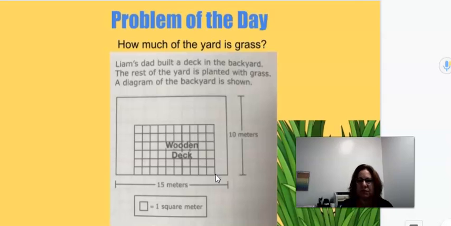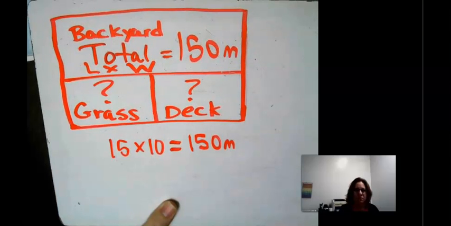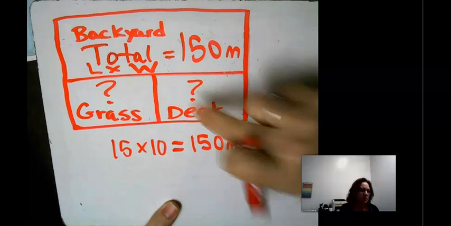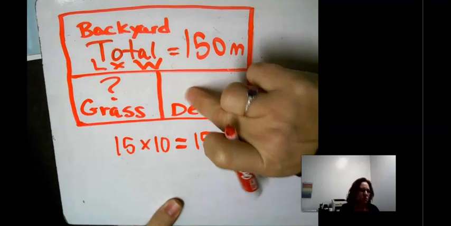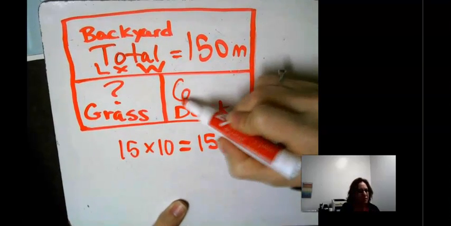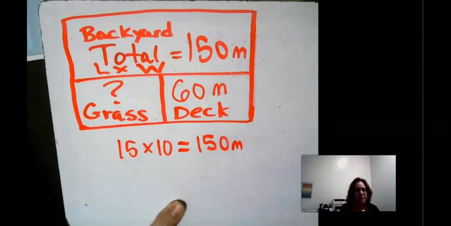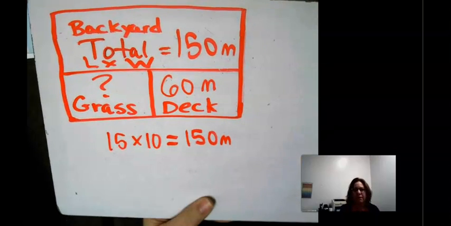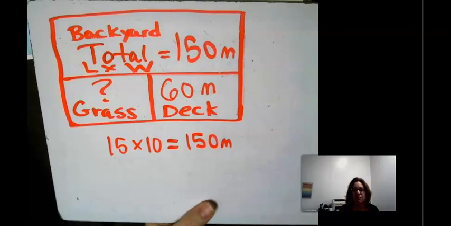So we're going to do 10 times 6. What does that give us? All right, so remember that 1 times 6 is 6, so 10 times 6 is 60. Our deck is 60 meters. There's an area of 60 meters for the deck.